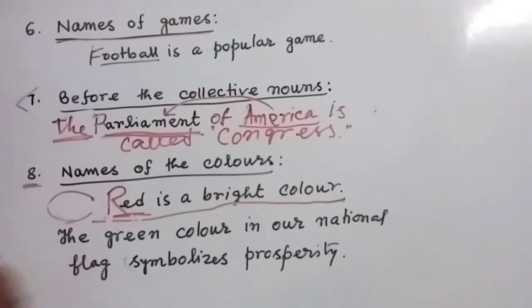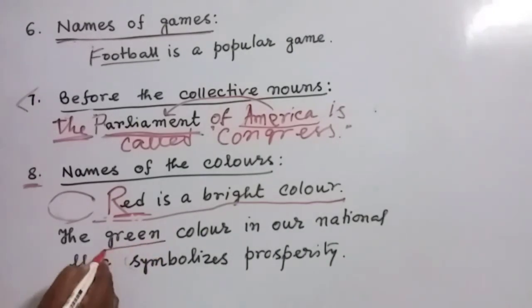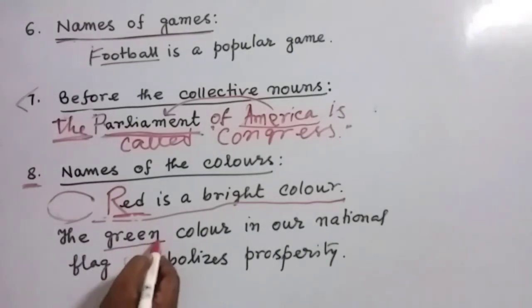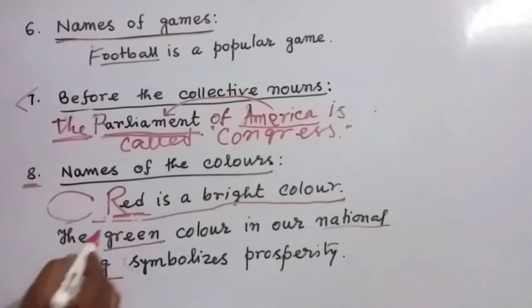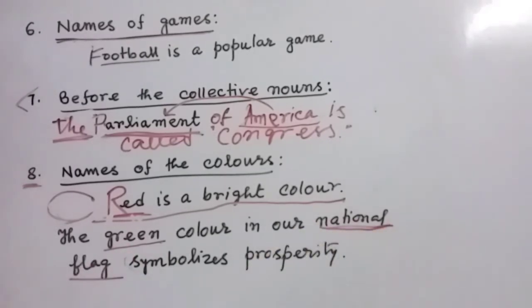But look at this part, my dear friends. Here I have written the green color in our national flag symbolizes prosperity. So here the term green is particularized. That means we are saying something about the green color of our national flag. That means this term is not used in general sense. Here we have to use the term the. In this situation, we have to use the. That means this color is being particularized.